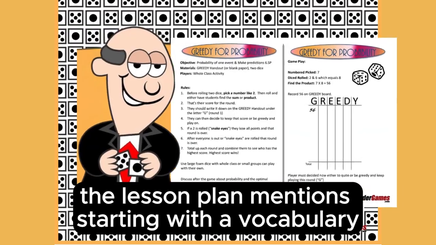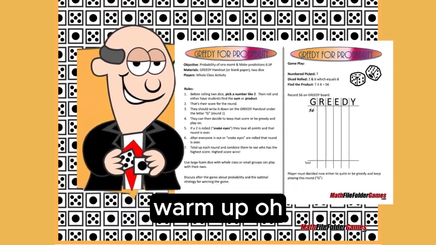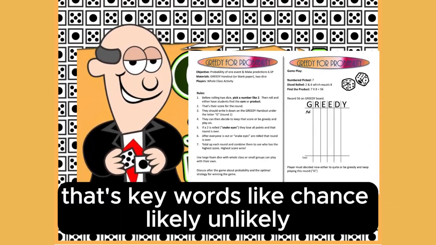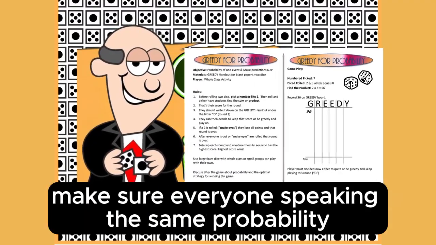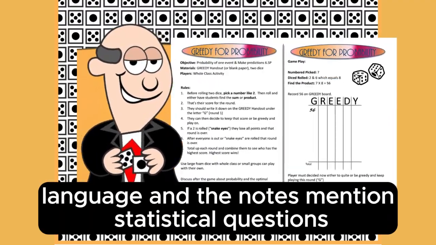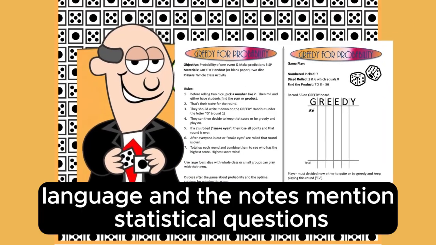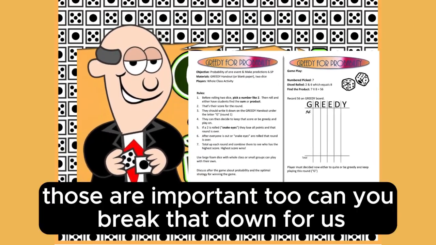The lesson plan mentions starting with a vocabulary warm-up. Oh, that's key. Words like chance, likely, unlikely, to basically make sure everyone's speaking the same probability language. And the notes mention statistical questions. Those are important too. Can you break that down for us?